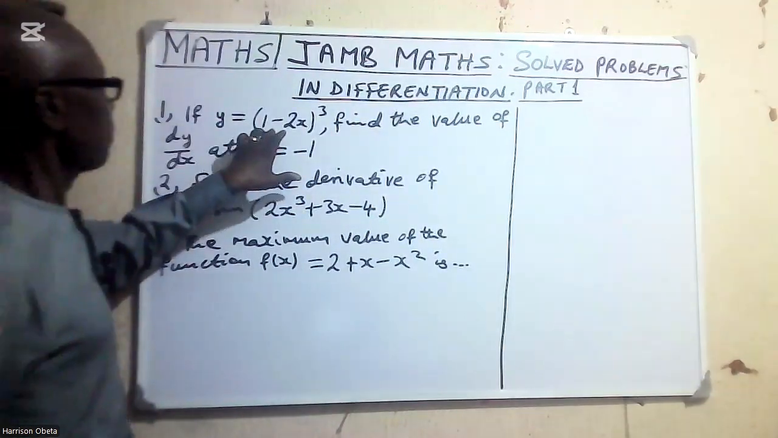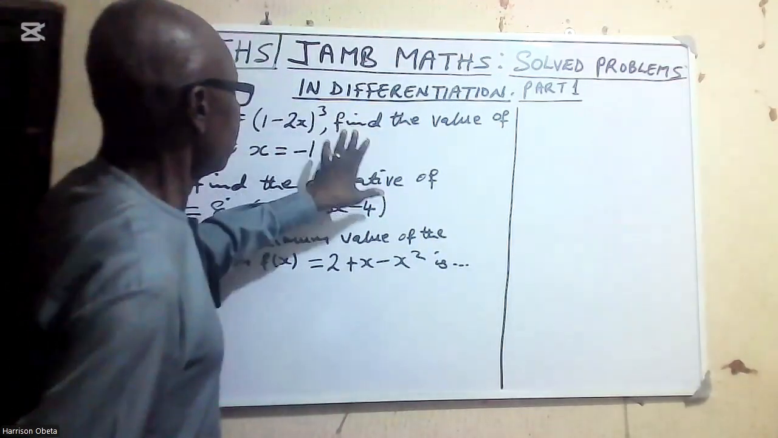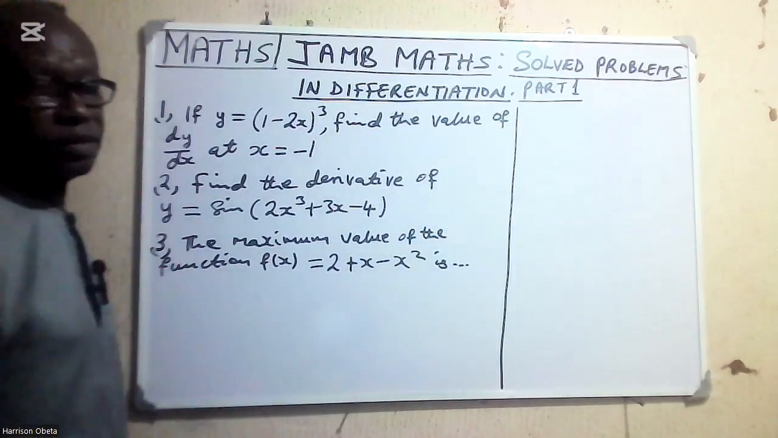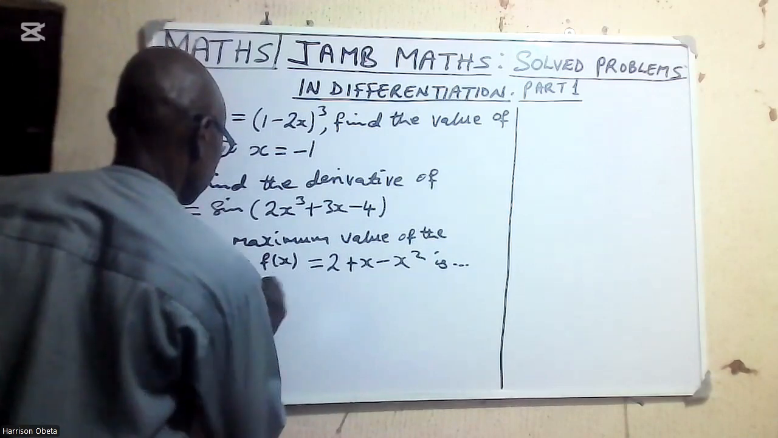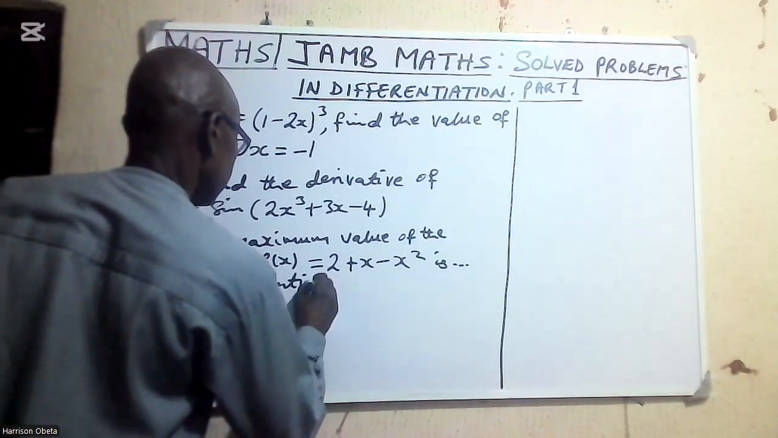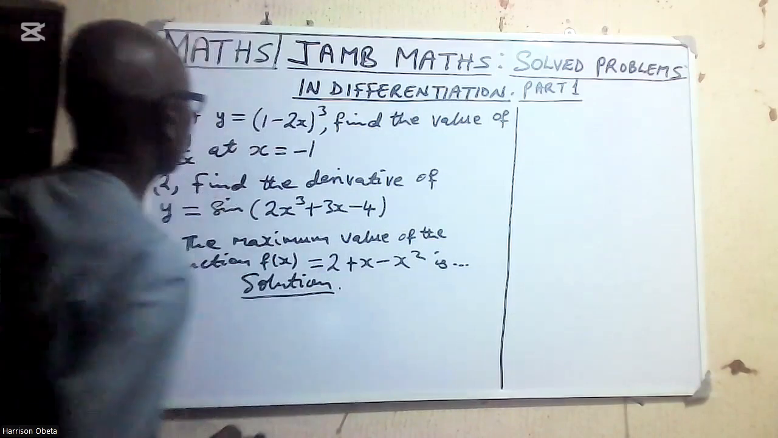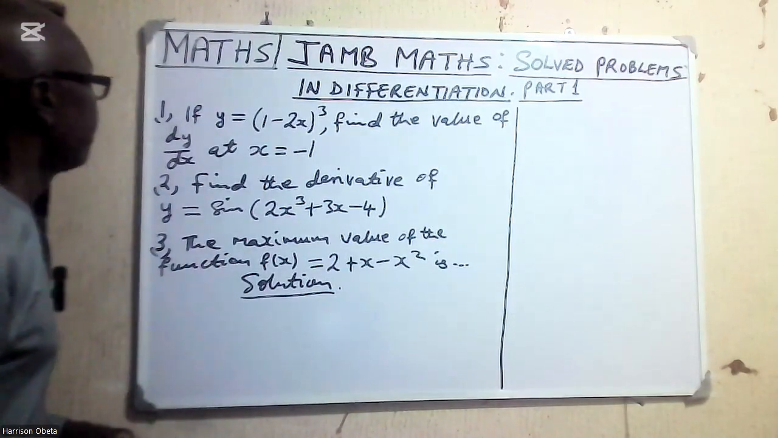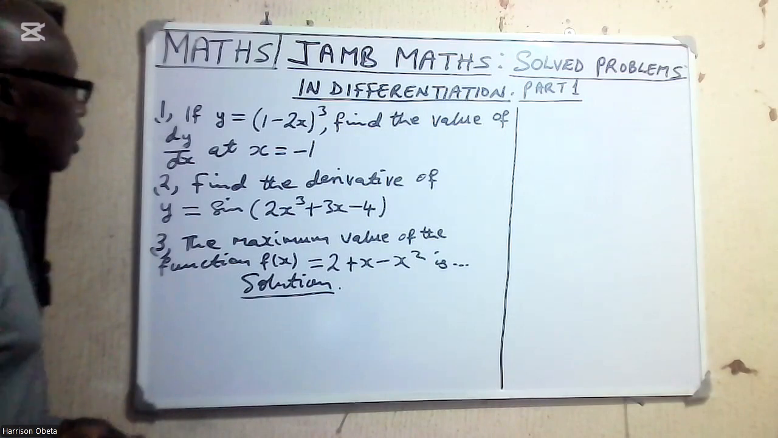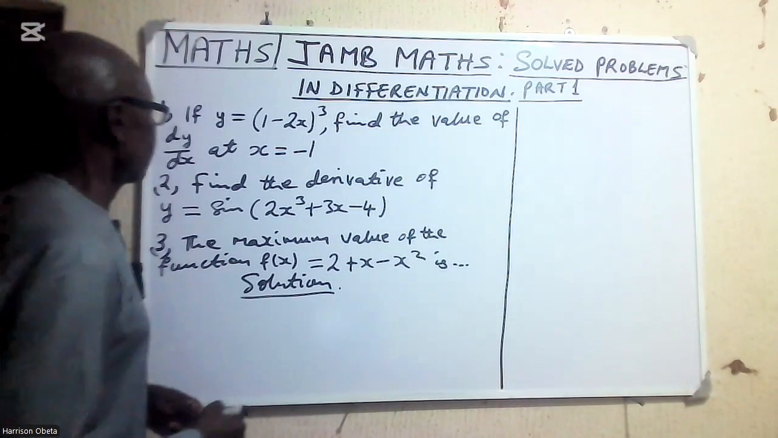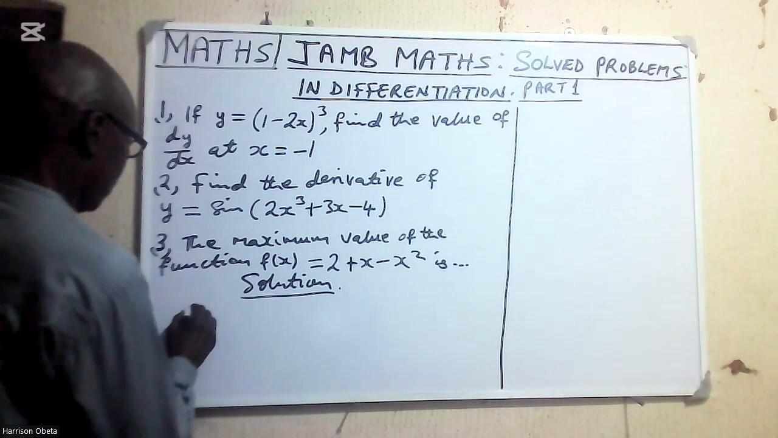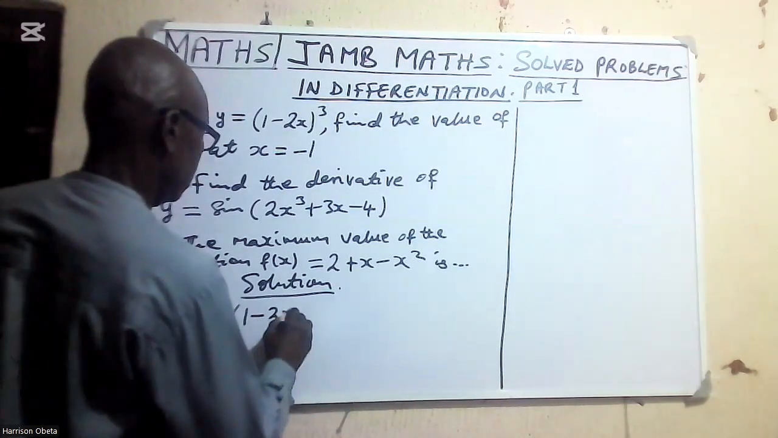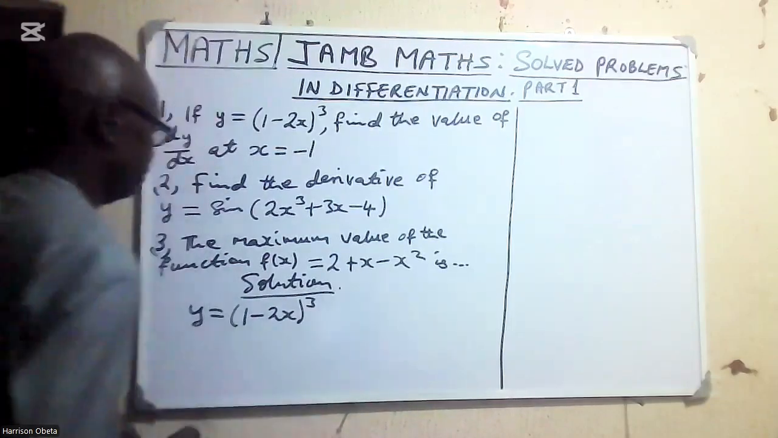If y is equal to (1 minus 2x) all raised to the power 3, we are to find the value of dy/dx at x equal to minus 1. Solution. Now here, we are going to use what you call function of a function. So y is equal to (1 minus 2x) all raised to the power 3.